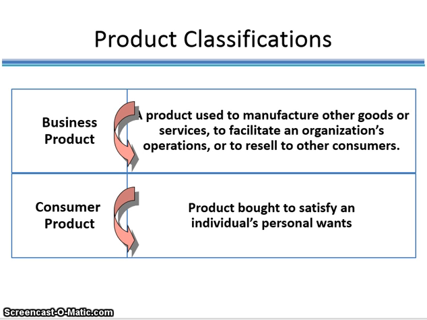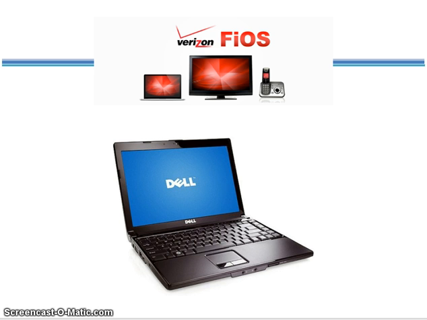So the first broad classification is between a business product and a consumer product. And the only difference is who the intended user is. If the end user of the product is another organization, then that product gets classified as a business product. If, on the other hand, the end user is an individual consumer or a household, then that product gets classified as a consumer product. Therefore, in this example, where you see a Dell computer and the Verizon Fios service, what do you think? Is it a consumer product or a business product?